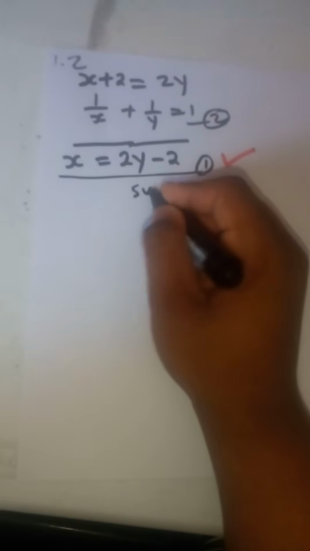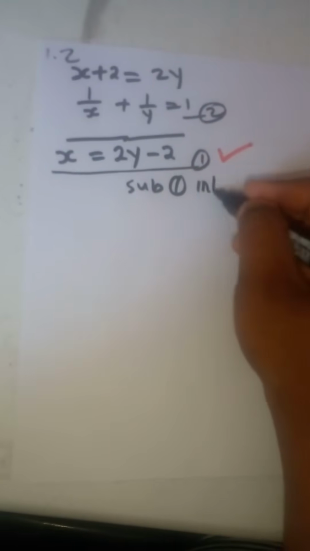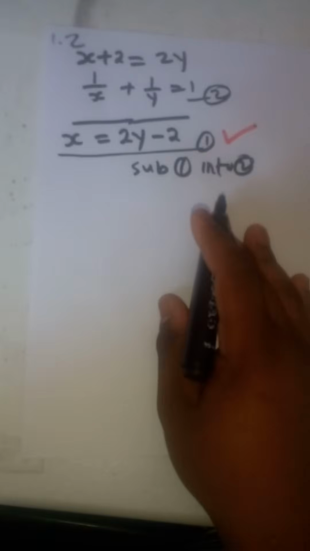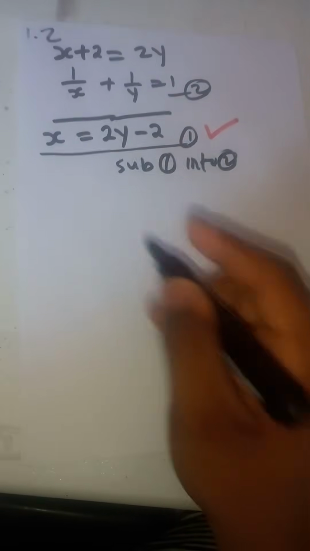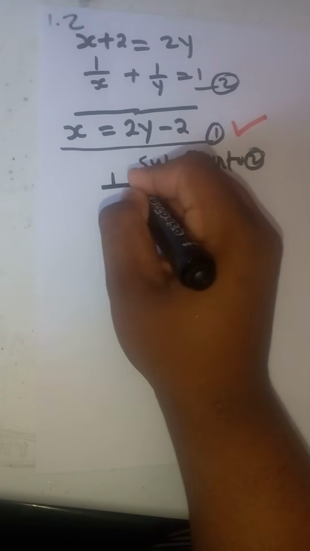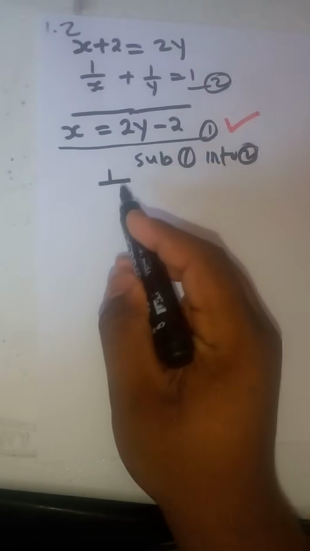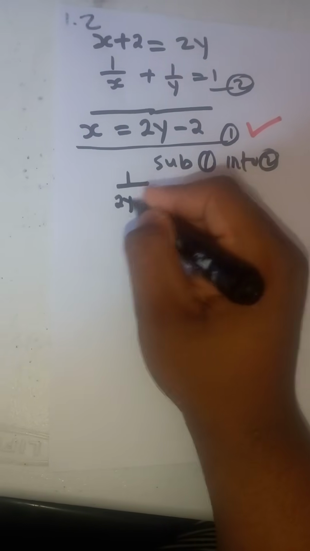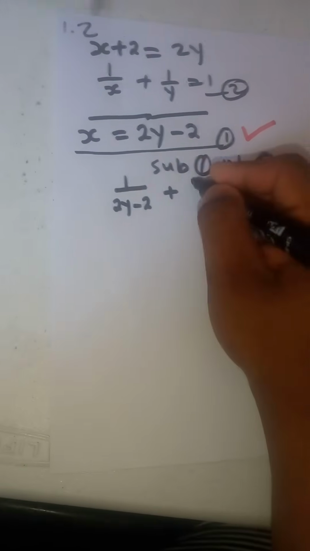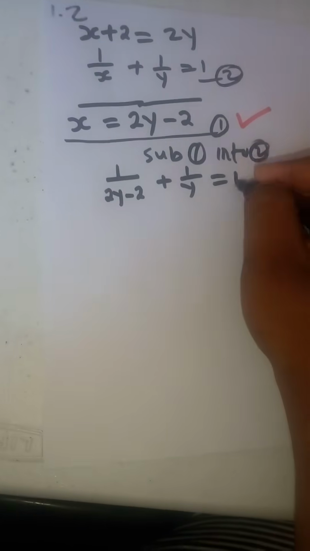After that, that's when I'm going to substitute. You can say sub 1 into 2. So that's where we are going to start. I'm going to have 1 over, where there is x, I'm going to put 2y minus 2, plus 1 over y is equals to 1.